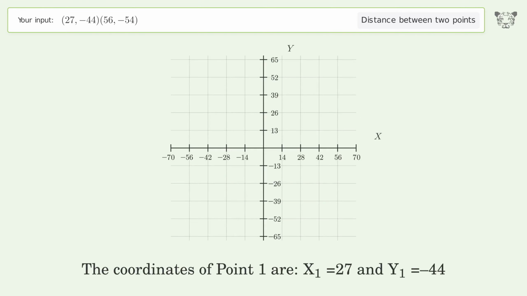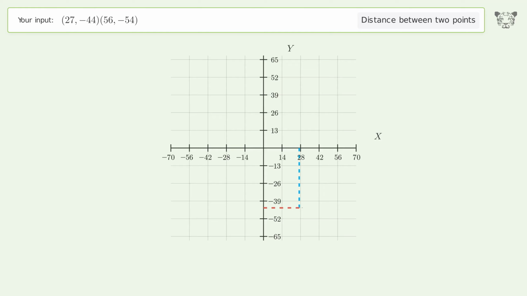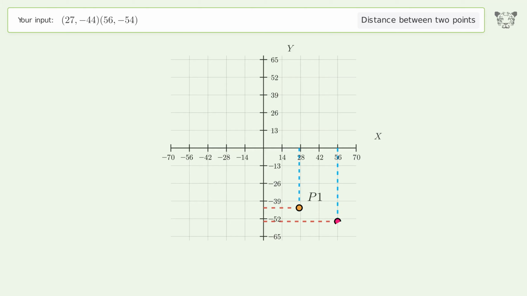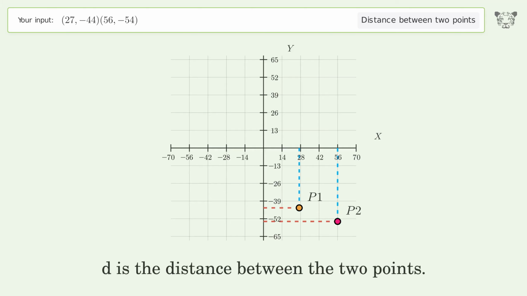The coordinates of point 1 are, x1 equals 27 and y1 equals negative 44. The coordinates of point 2 are, x2 equals 56 and y2 equals negative 54. D is the distance between the 2 points.